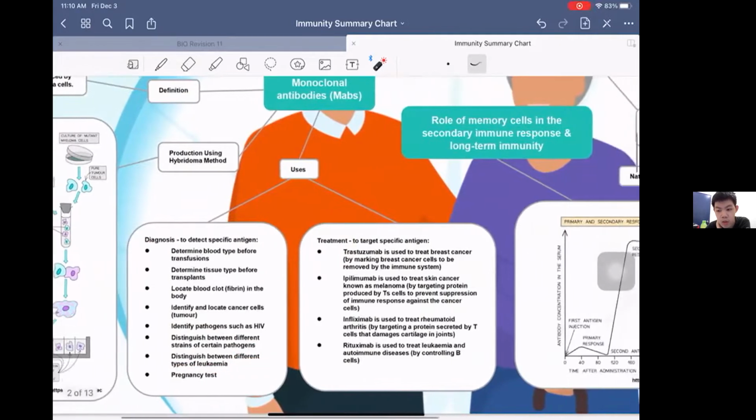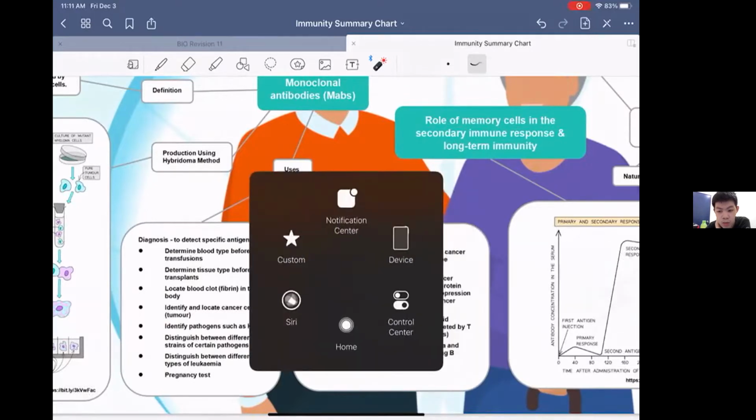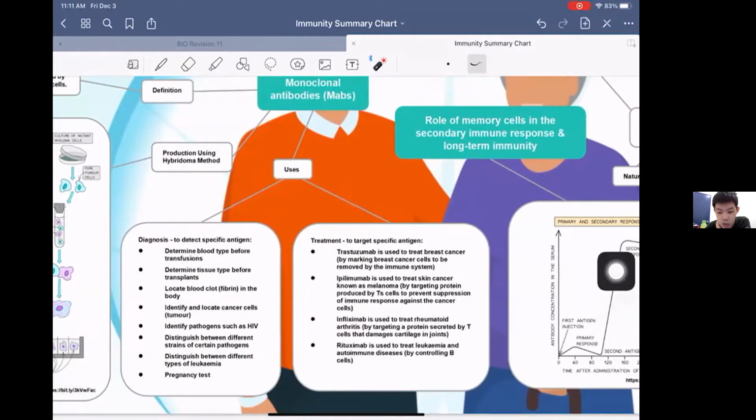For treatment, you can treat breast cancer using the trastuzumab, and then treat skin cancer known as melanoma using the ipilimumab. You also can treat rheumatoid arthritis, also known as RA, using the infliximab. And lastly, you also can treat leukemia and autoimmune diseases using the rituximab.